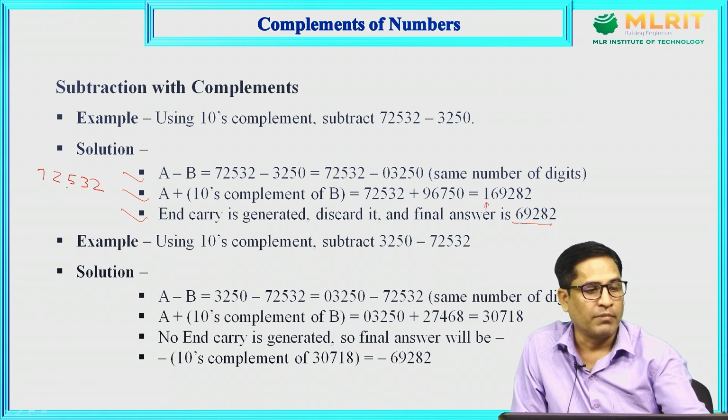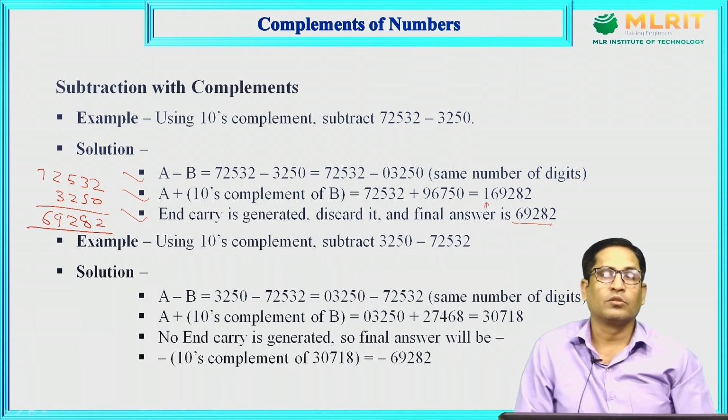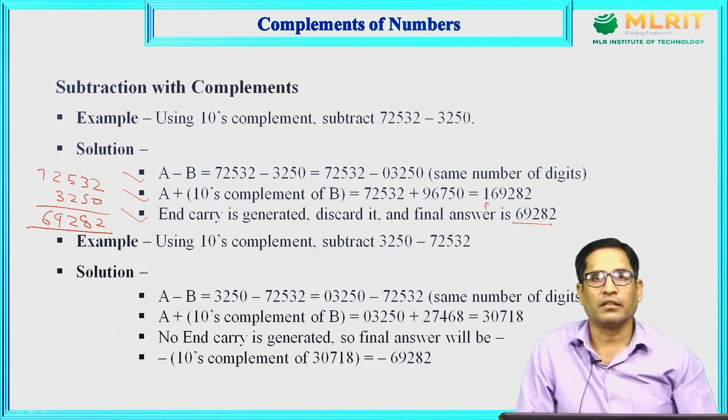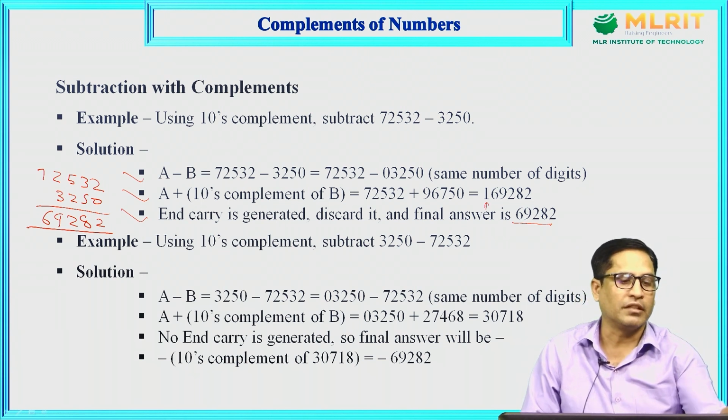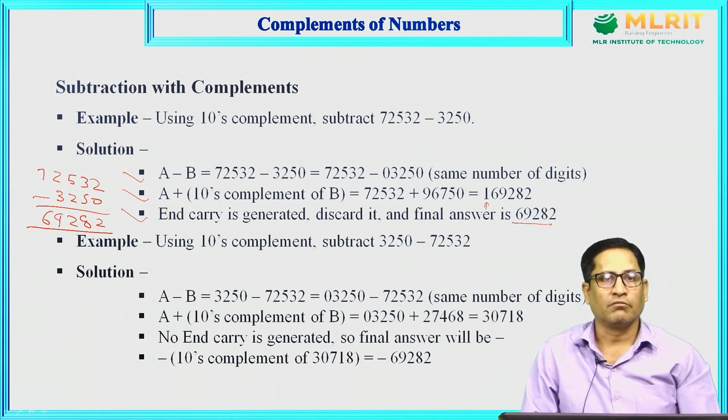You can also verify this answer with the normal borrow concept. 72532 minus 3250, 2, 13, 8, 4, 2, then 11, 282, then it's a 9 and a 6: 69282. So you should understand that whatever procedure we implement, the answer will be the same as with the normal borrow concept which we used earlier.